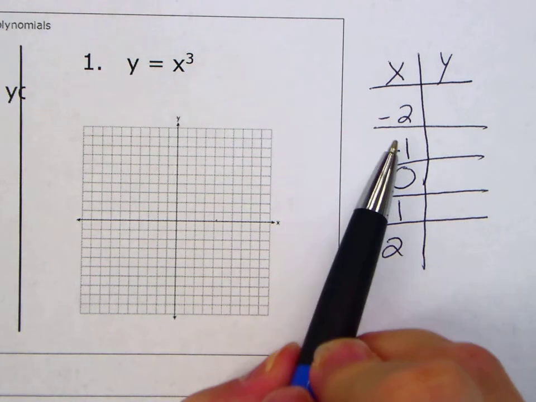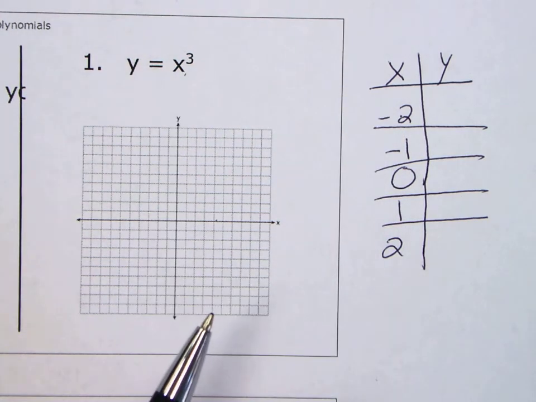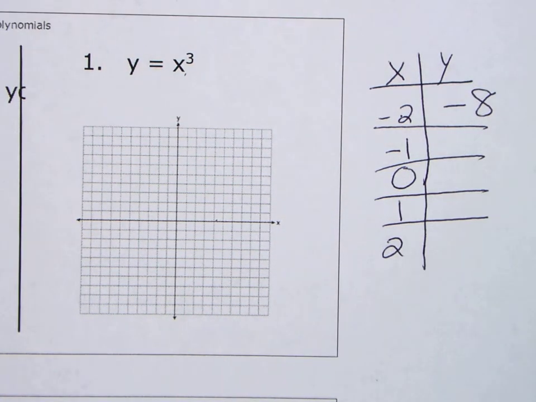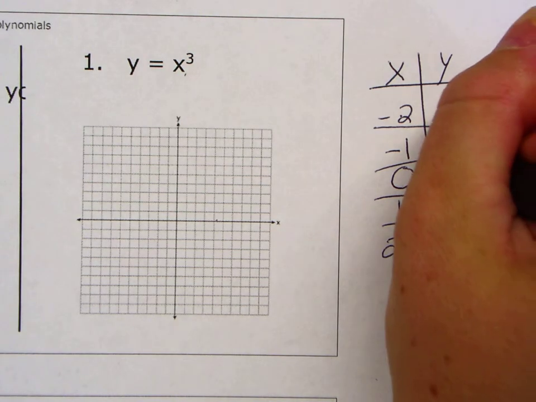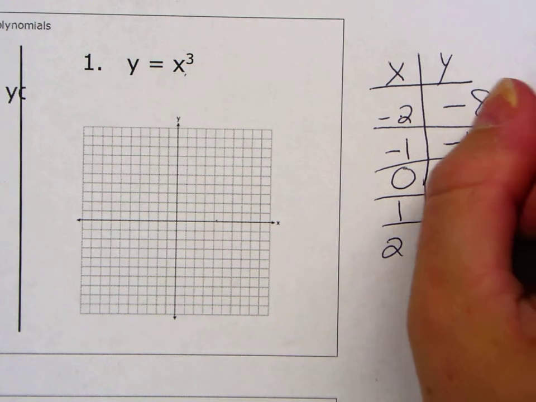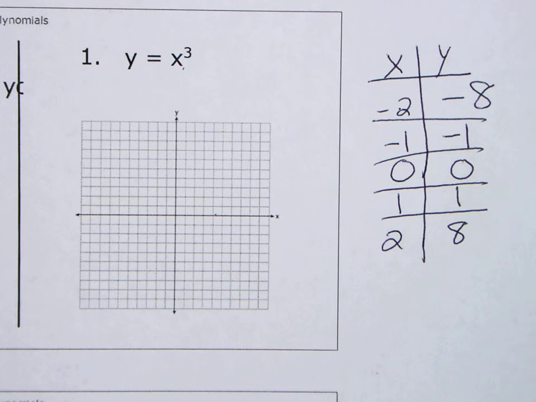All right. What's -2 to the third? That's -2 times -2 times -2. That's -8. -1 to the third: -1 times -1 times -1 is -1. 0 to the third is 0. 1 cubed is 1. 2 cubed is 8. Right? So these are the points we're going to plot.